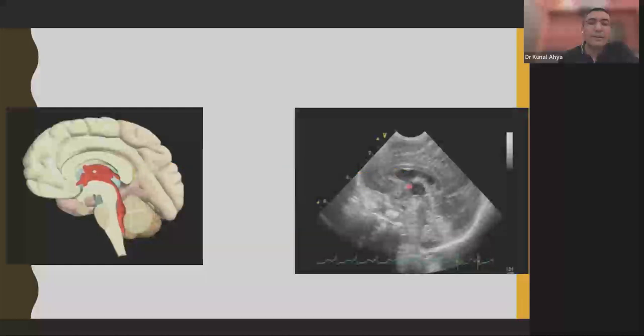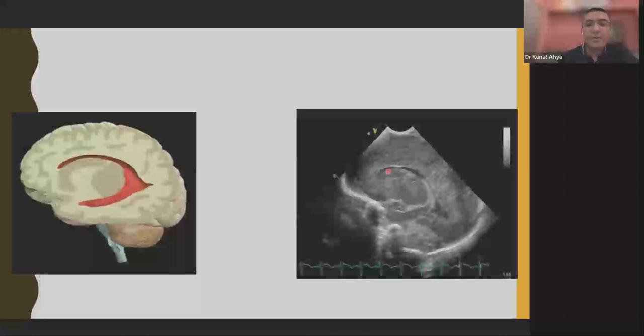Then, backwards. So, what is this? This is the hypoechoic area. What is this structure? It is a part of the ventricle. Yes, very good. So, it is the fourth ventricle. And the structure which is in front of it, what is this structure? Yes, it is the brainstem.